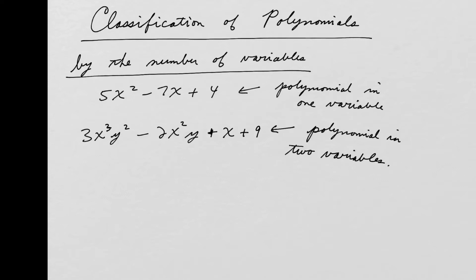Okay, and of course you could have 3 variables, 4 variables, you could have more. I'm just going to stick with 1 and 2. So that's one way of classifying polynomials, by the number of variables. Another way of classifying polynomials is by the number of terms.